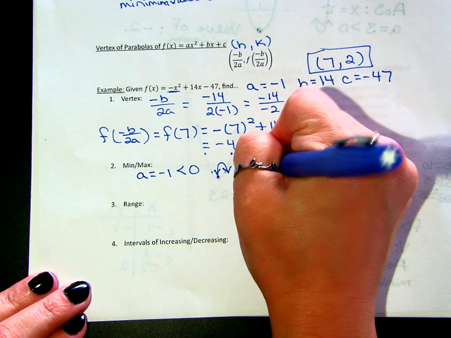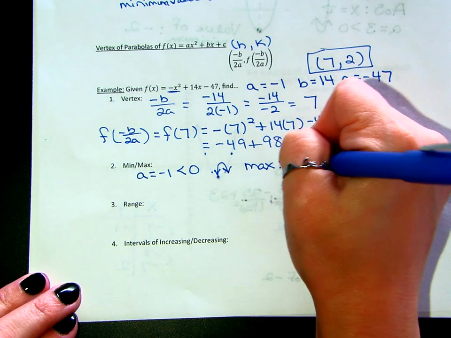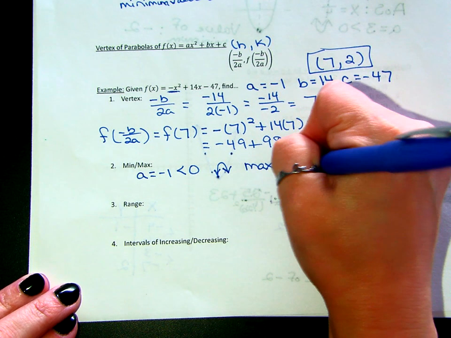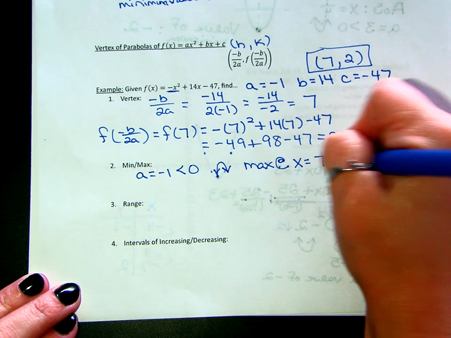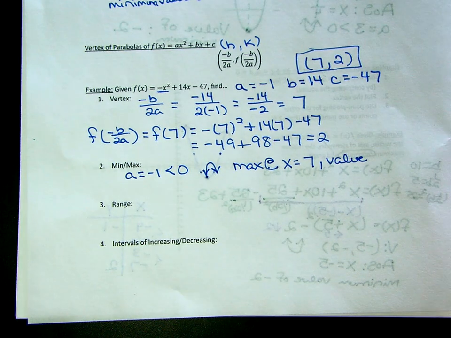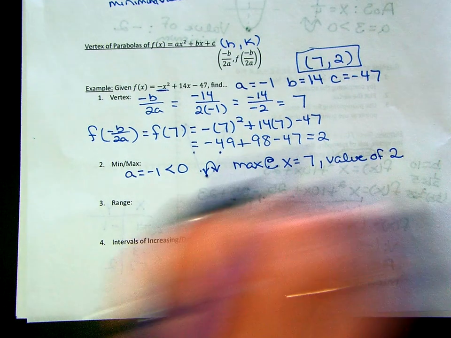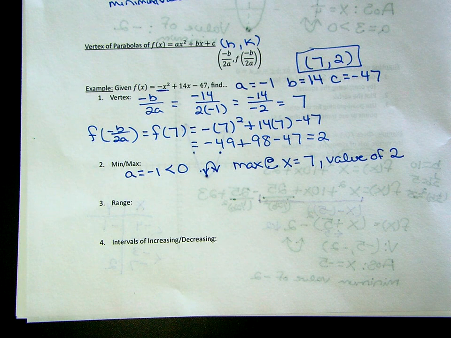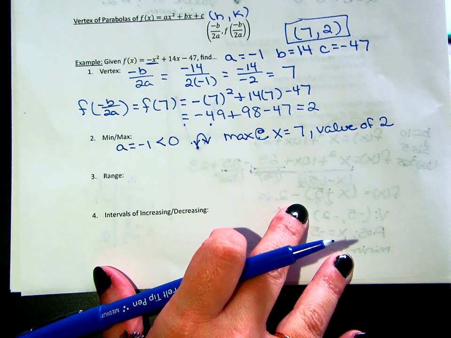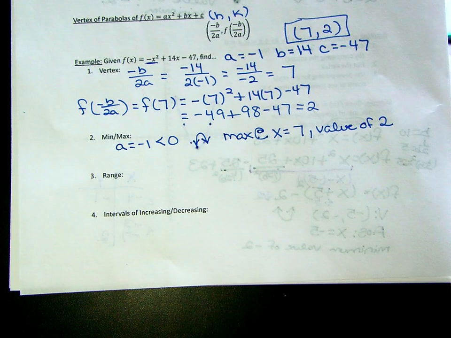We have a maximum that happens at x equals 7 with a value of what? Value of 2. But we know whether it's a max or min solely based on what the value of a is. And something that we haven't really examined yet is we can actually determine the range of our function. Remember that we have domains which tell us our x values, and for parabolas, the domain is always negative infinity to positive infinity. All of our x's will be considered.